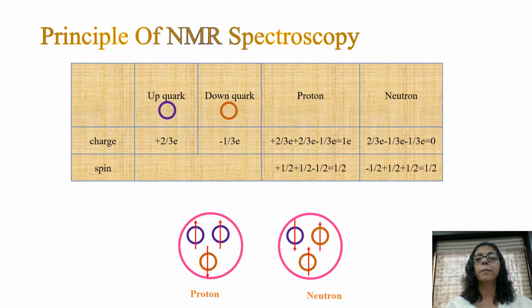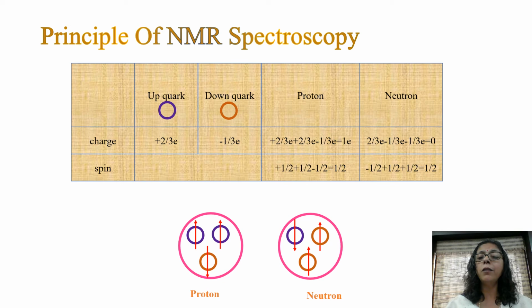Look at this. Can you see the structure of proton? It is made up of 2 up quarks and 1 down quark. Similarly, you can see that of neutron. It is made up of 2 down quarks and 1 up quark. The red arrows over there show you the direction of spin.